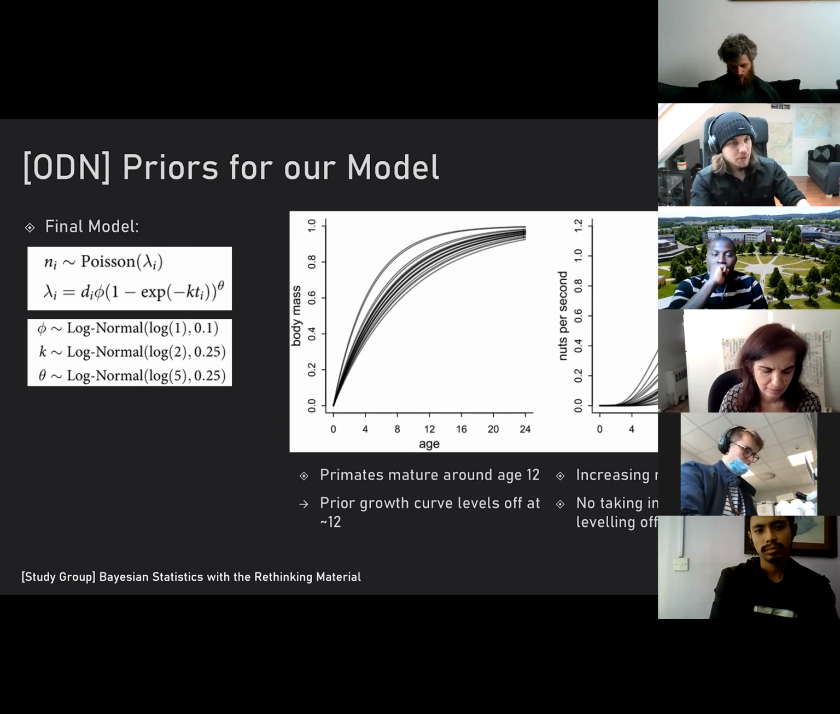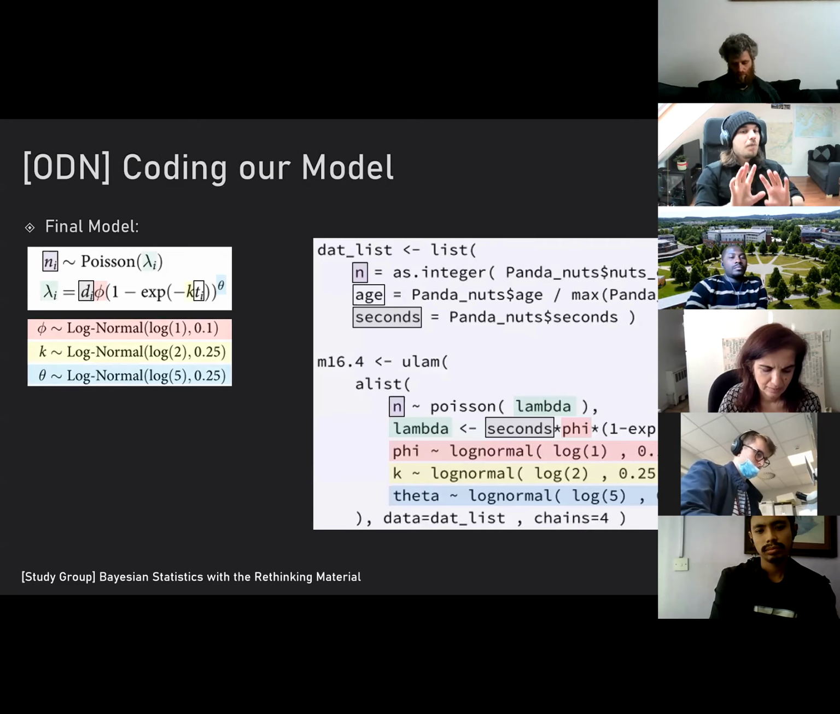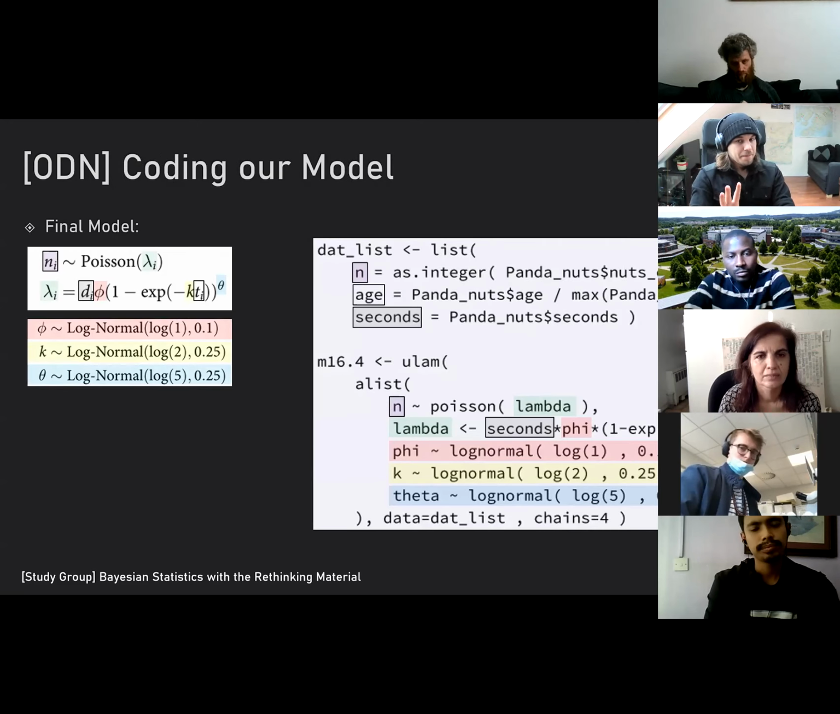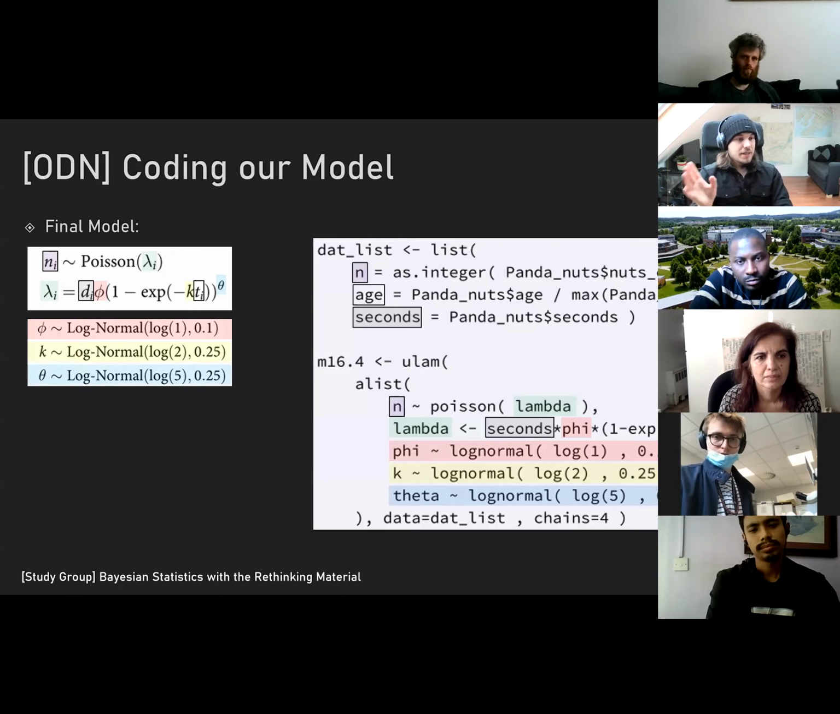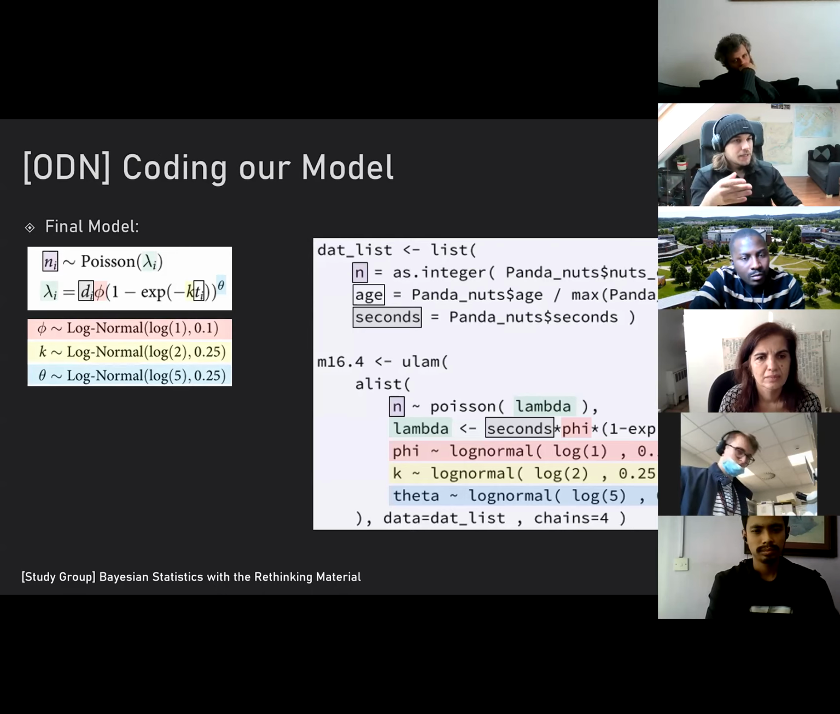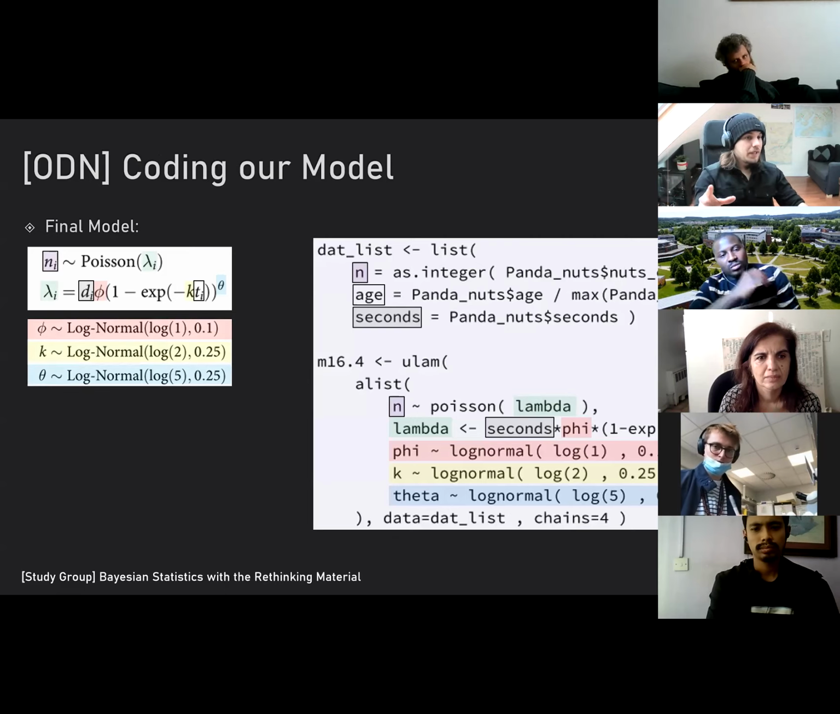Putting all of this into a model looks like this. Again, this is simply transferring math stuff into ULAM stuff. And I mean, stop me if you want to talk about this, but I think it's relatively easy to glance over because we've talked about this for weeks now.